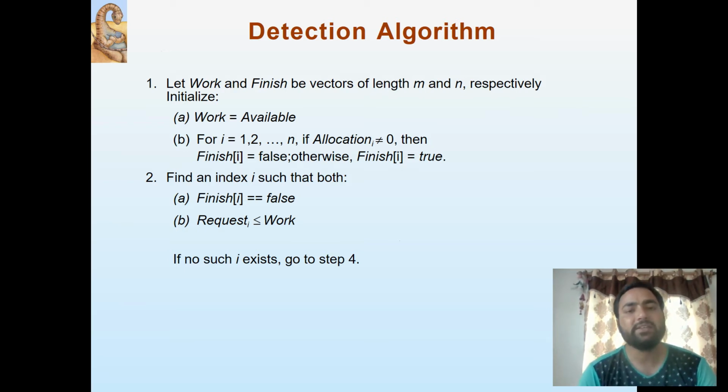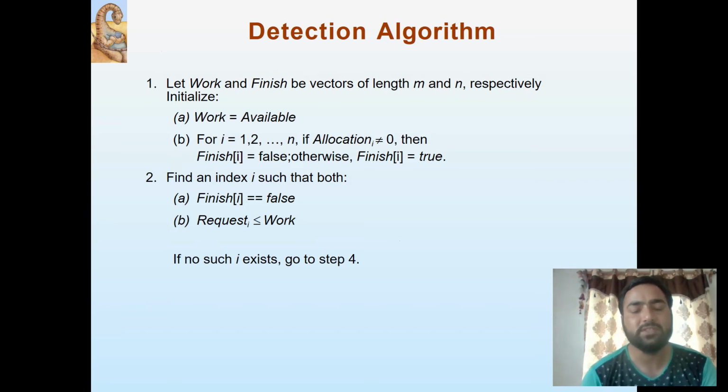Then we find an index i for each process such that both Finish is equal to false and Request is less than or equal to Work. Because Finish is false, that means the process is not completed, so we choose that process which is not completed. Completed processes are not under consideration because they have already completed in the system. So we find Finish is equal to false and the request made by a particular process is less than the available resources in the system.